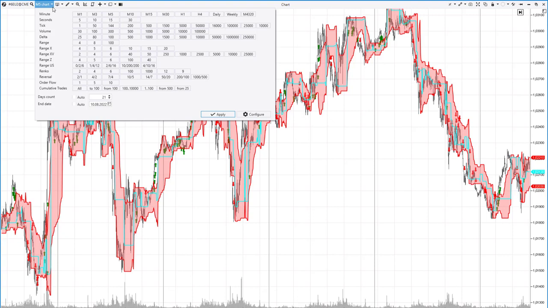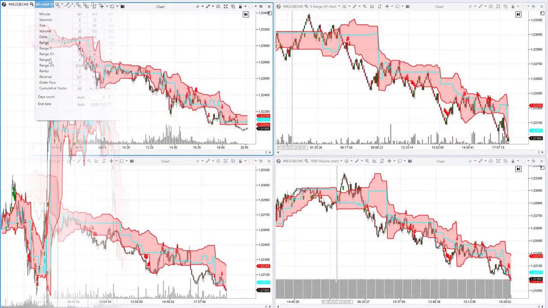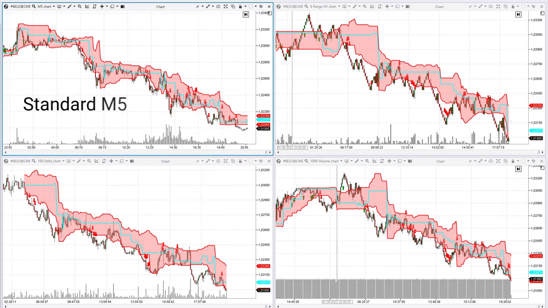For example, volume, delta, ranges charts and others. They don't depend on time. When trading is more active, new candles appear more often on non-standard charts. When trading activity is low, new candles appear less frequently on the charts. Therefore, the dynamic levels channel indicator acts differently. Better, in our opinion. Let's have a look at some examples.